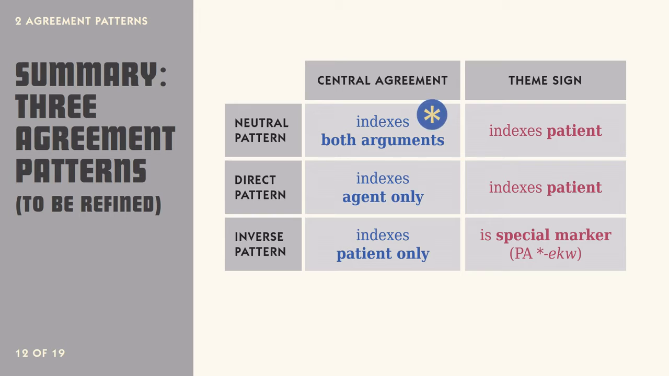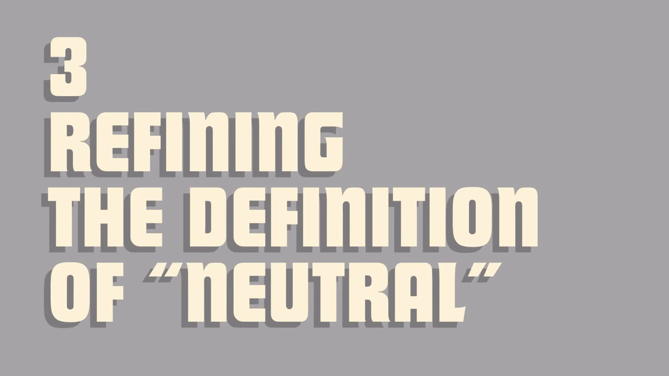One thing needs to be refined here. The patterning of central agreement in neutral forms is a bit more complicated than this description indicates. It doesn't always index both arguments. So let's now take a closer look at exactly how the neutral agreement pattern should be defined and understood.